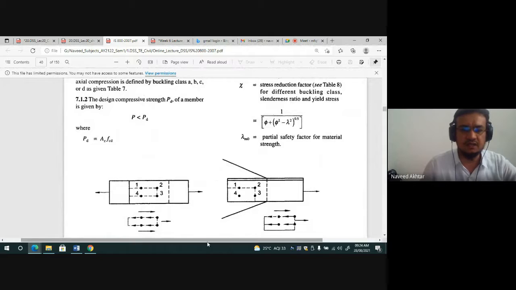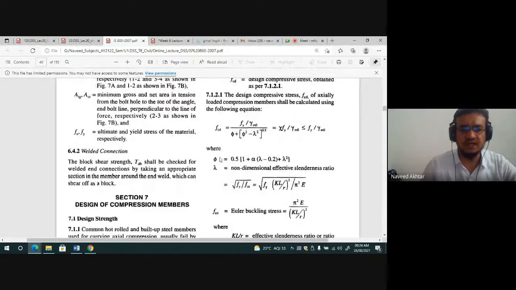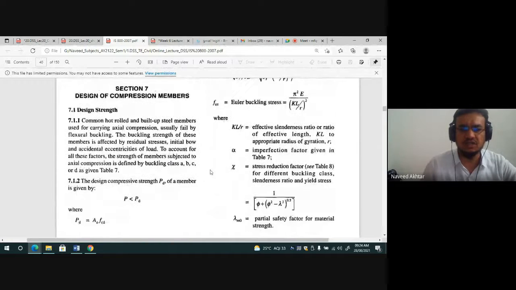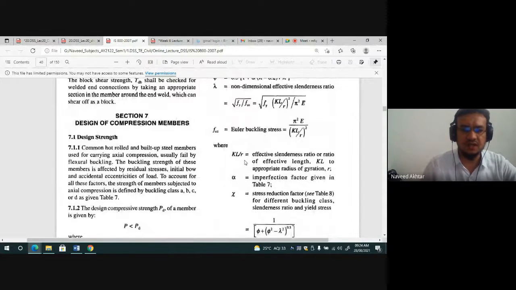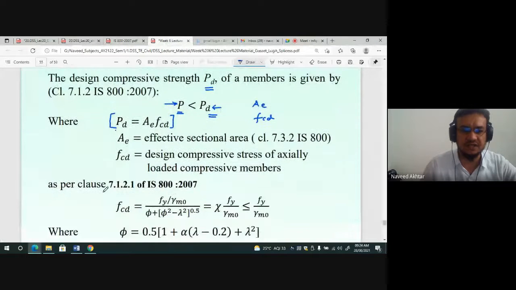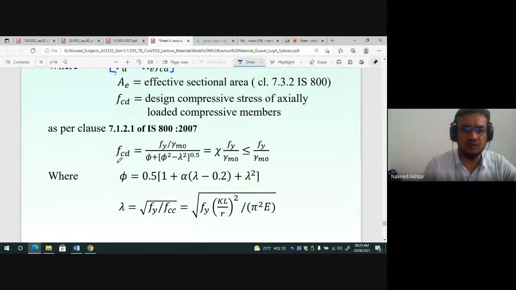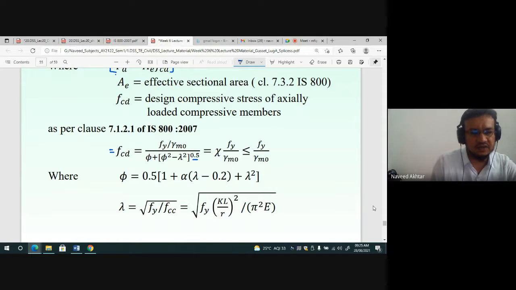How to find phi, lambda, FCC, all the empirical equations are given by the IS code, and we will see that equation here. When finding FCD, the value is Fy upon gamma m0 divided by phi plus under root of phi square minus lambda square, with the power 0.5 meaning it is the square root. It will be like this.